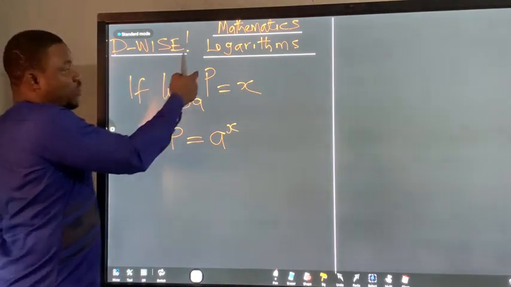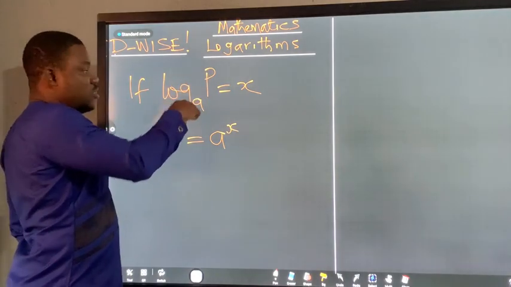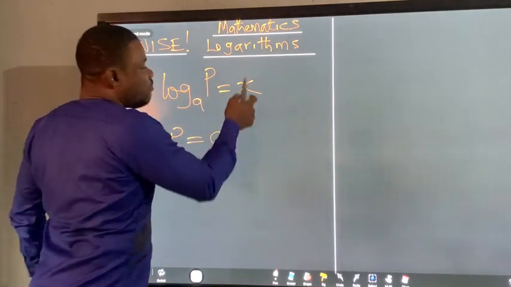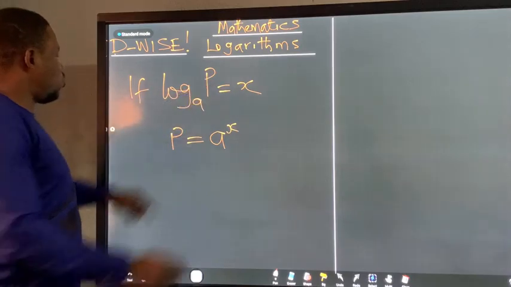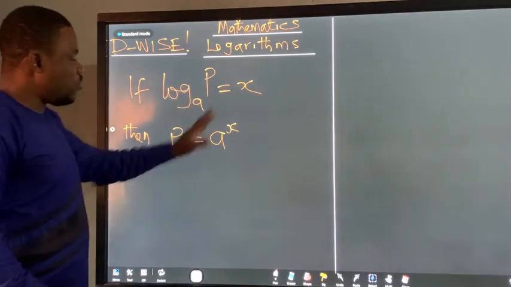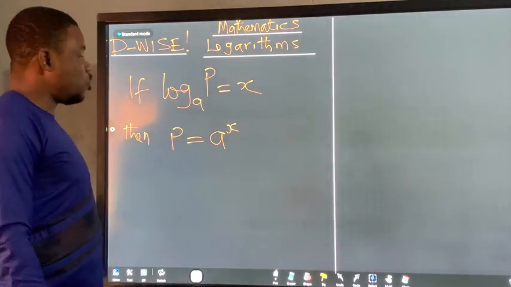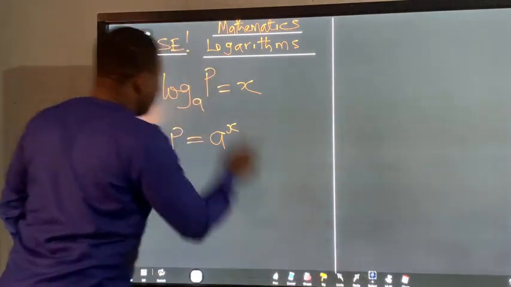This is the log of the number p. p is representing any number. The base is a. This subscript here is the base. Then the value is x. And if this is true, then p will be equal to a raised to the power of x. And then I'm going to show you an extension for this. I'll make an explanation. Let me do that quickly.